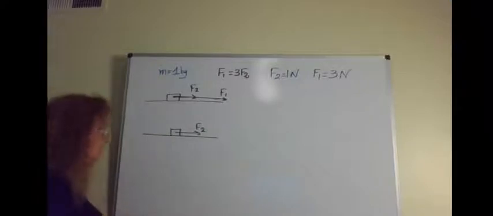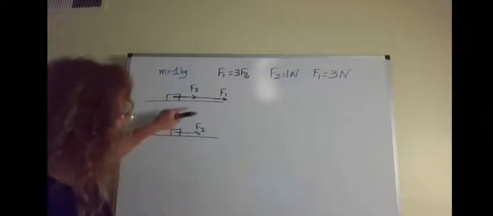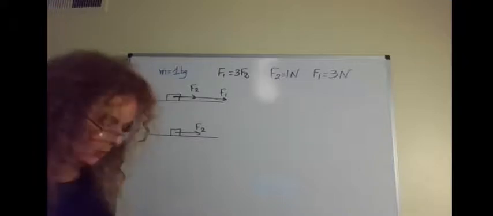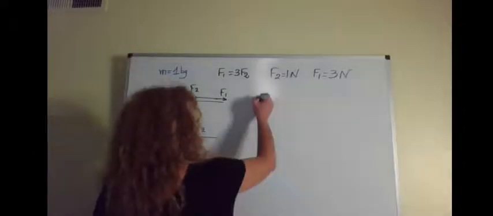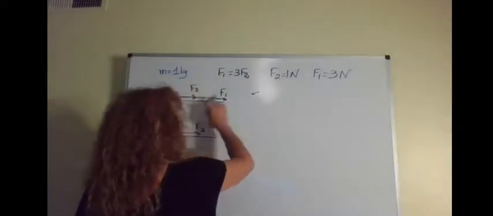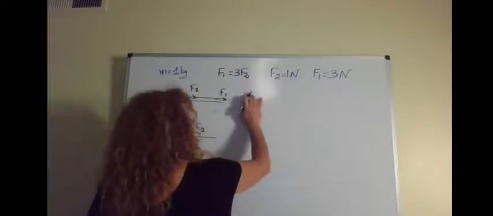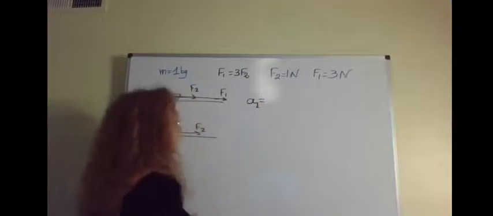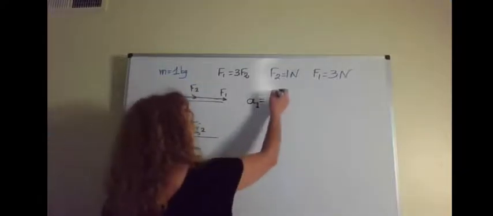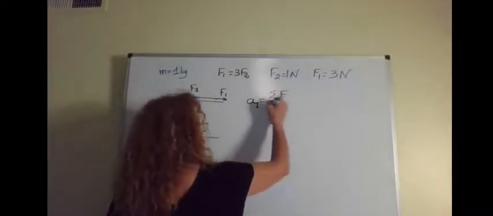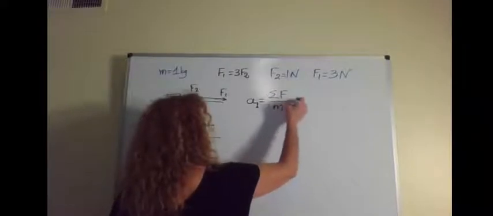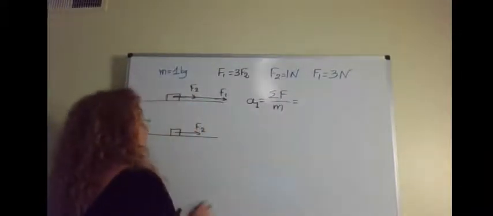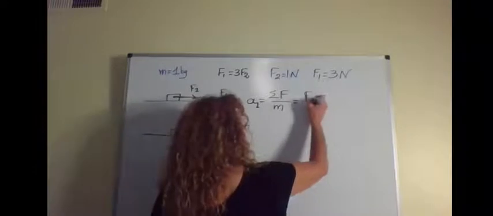So, what do I know? I know that in this case, the total force is F1 plus F2. And the acceleration, in this case, let's call it case 1, is the total force over mass, and the total force is found by adding these two.